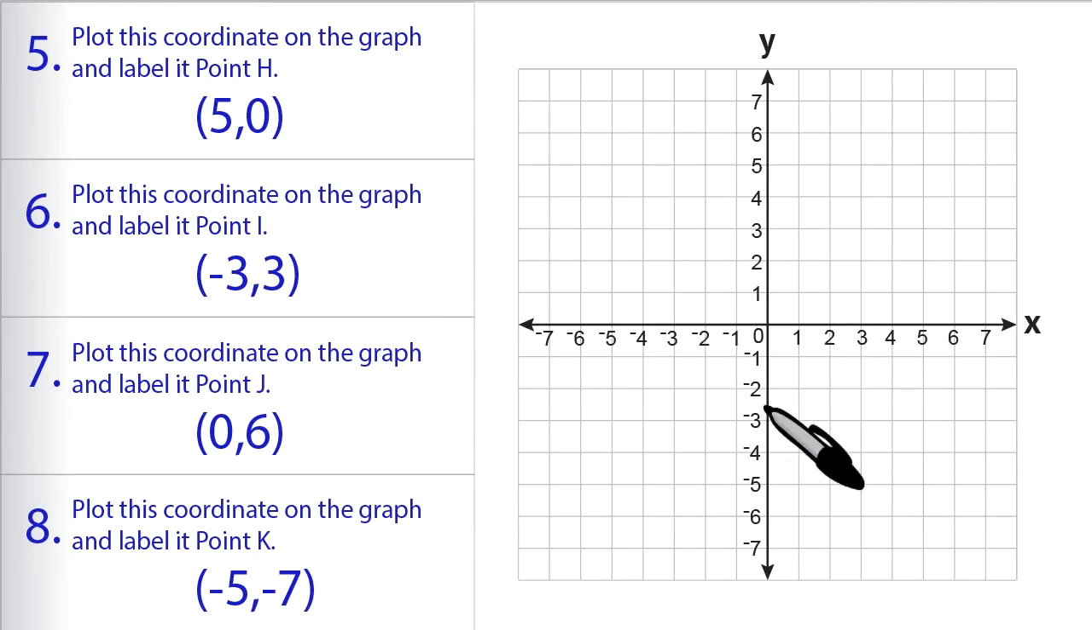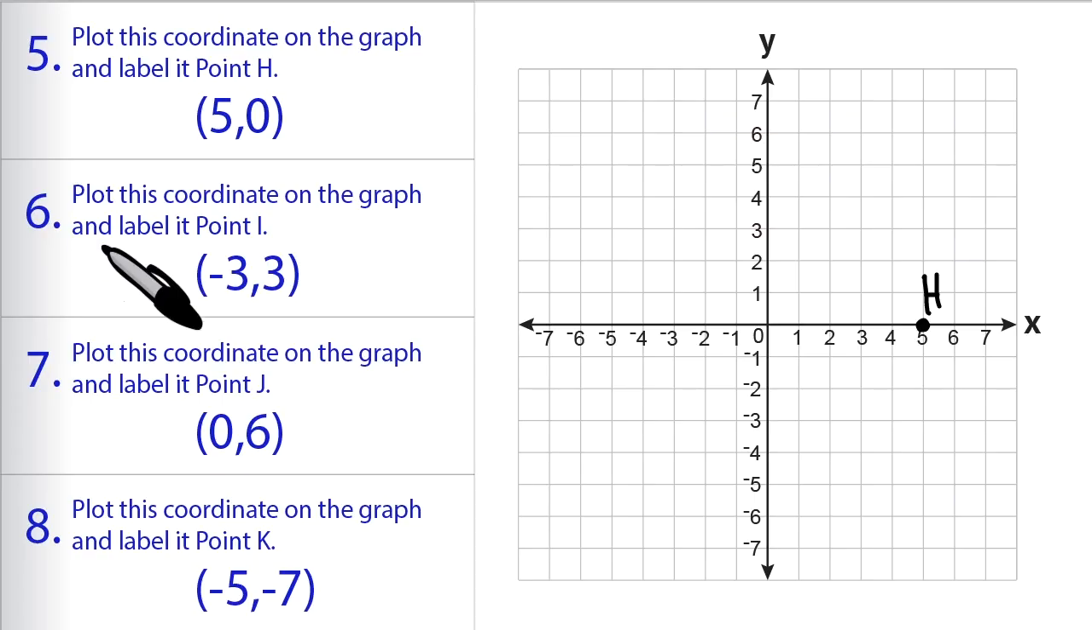For problems 5 through 8, we'll be using this graph right here. For problem 5, we need to plot this coordinate on the graph and label it point H. And we have the coordinates 5, 0. Let's do the technique we learned in the video where we imagine the point starting at the origin. And then for our first coordinate number, the 5, we move it 5 in the x-axis, and then 0 in the y-axis, so we don't move it up or down from there. We leave it right on the x-axis. And we're going to label that point H. There's an H. That's point H at 5, 0.